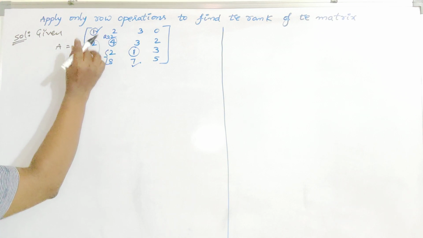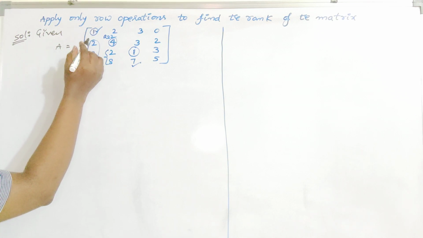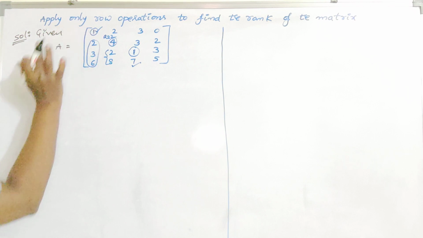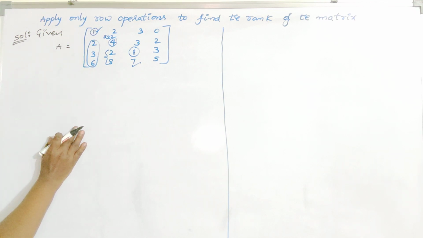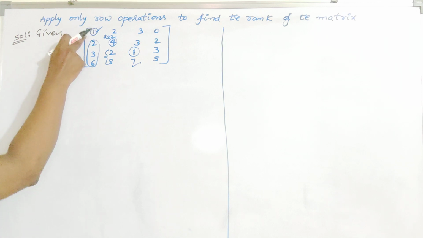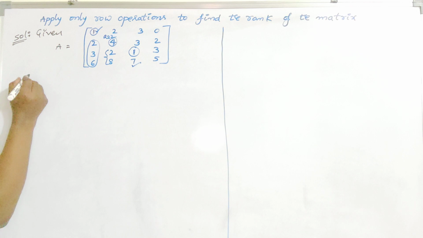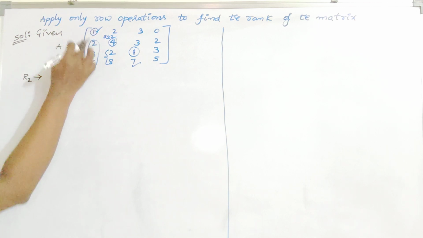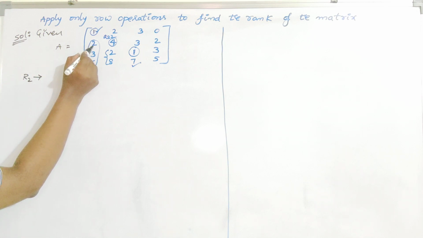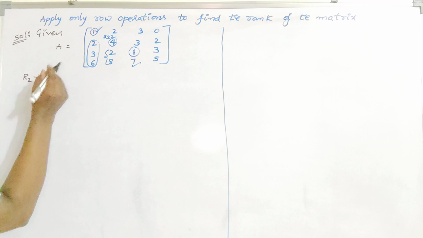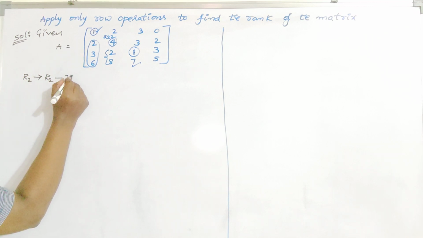So, we are very lucky. In this problem also, the first element is 1. Suppose it is not 1, try to make it 1 by interchanging the rows. If it is not possible to make it 1, then you can leave it and do the operations as usual. So what are the operations here? If it is 1, we can easily write the operations. Since it is 2, you should multiply the first row with 2 and subtract from R2: R2 minus 2R1.